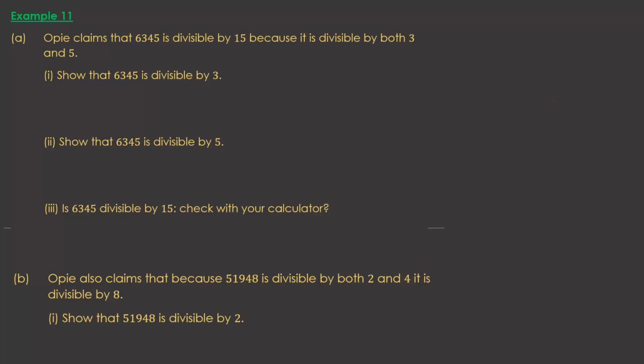Opie claims that 6,345 is divisible by 15 because it is divisible by both 3 and 5. Show that 6,345 is divisible by 3.